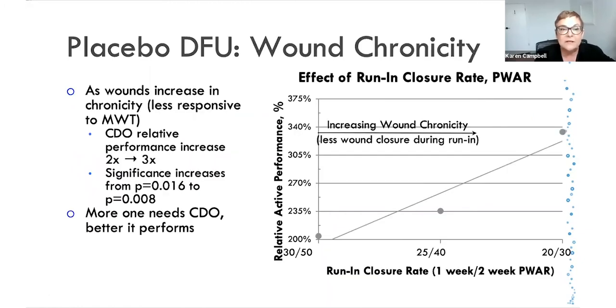The other interesting finding is that as wounds increased in chronicity and they were less responsive to moist wound therapy, the CDO relative performance increased from 200% to 300%. And the p-value went from 0.016 to 0.008. And so what we take away from that is the more your wound is chronic, the more one needs CDO, the better it performs. And again, look at the response here, going from 200% up to 340% almost.